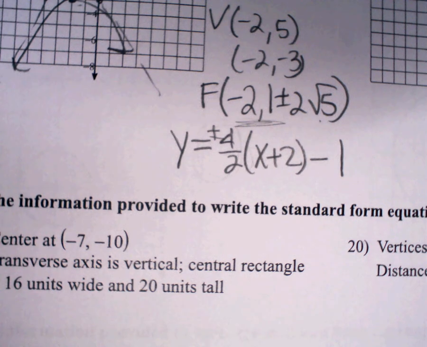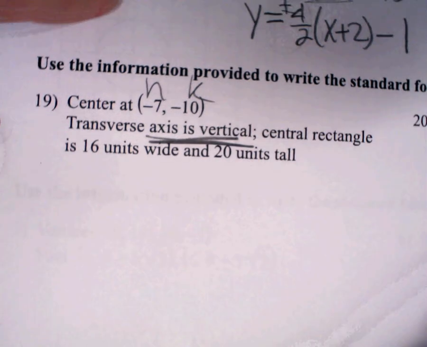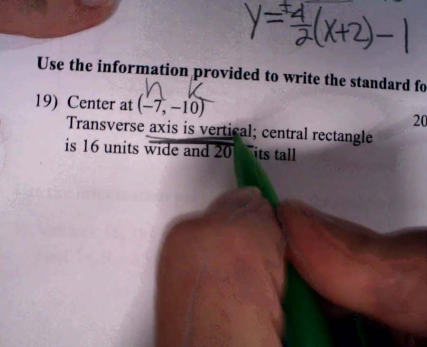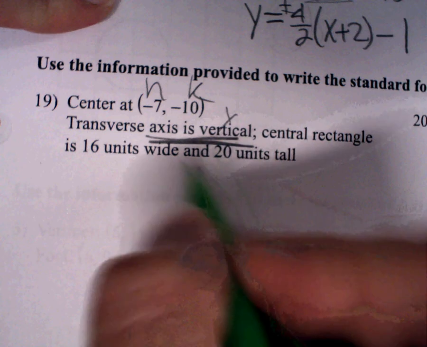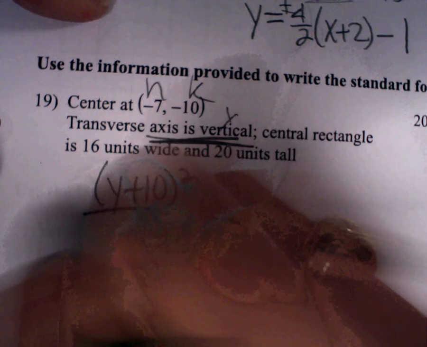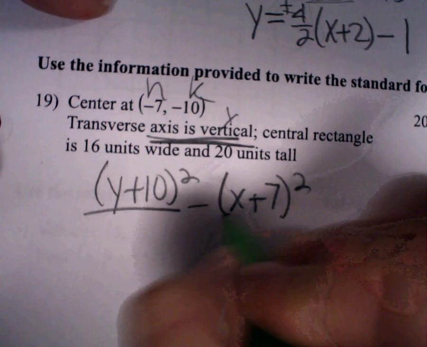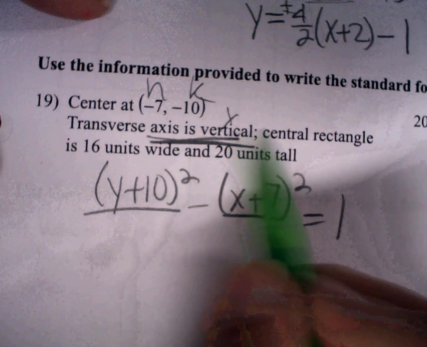Alright, so let's do, what do we want to do? Yeah, we'll do 19. So for 19, we have our center, h, k. Then it tells us this part. This part's telling me that it's vertical, meaning my y is first. So whenever I write my center, y is going to come first. x will come second.